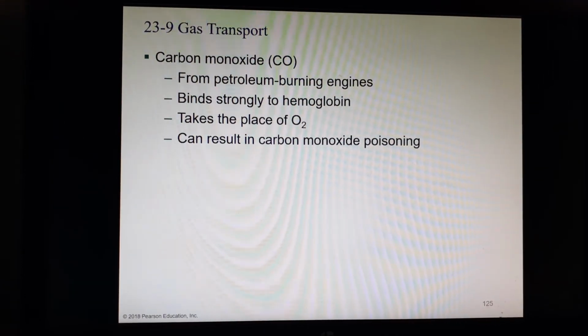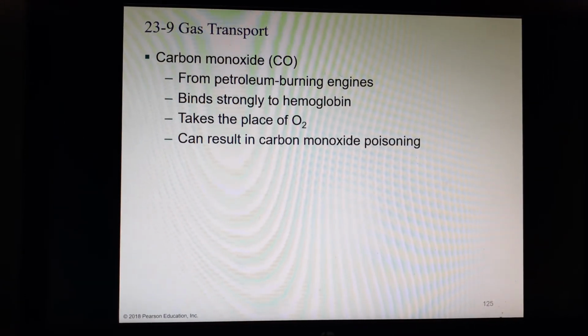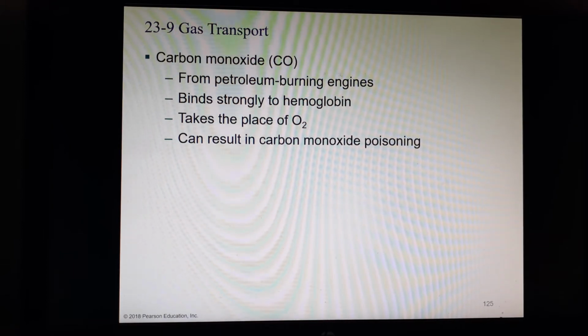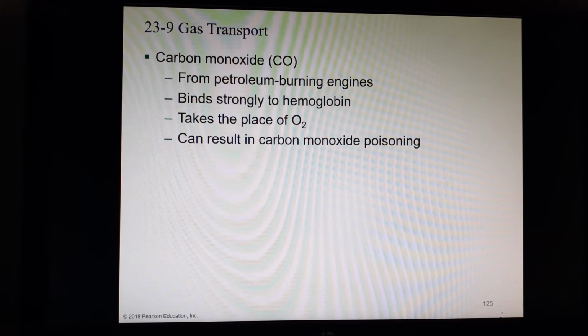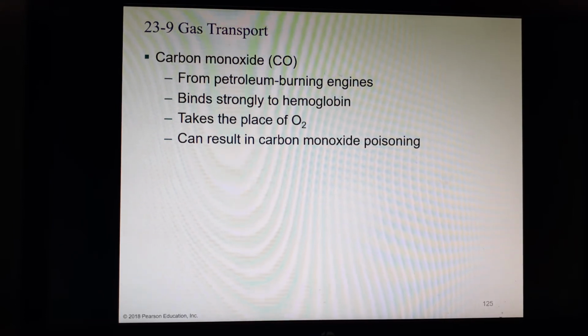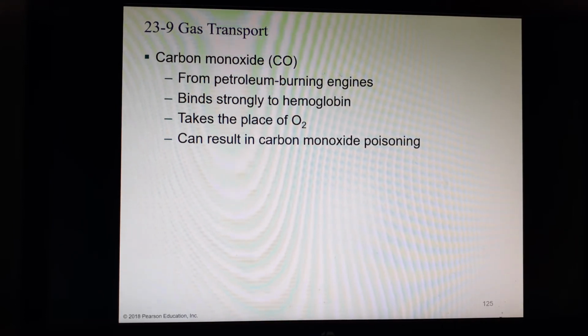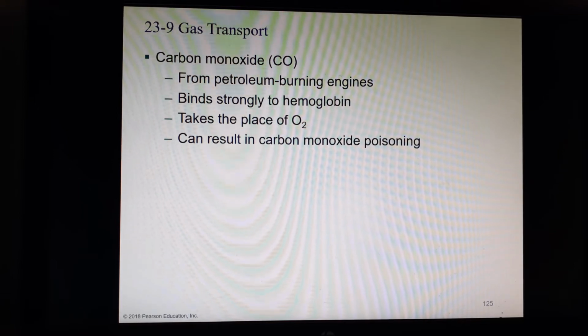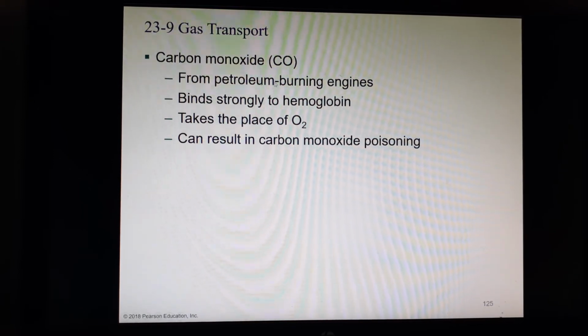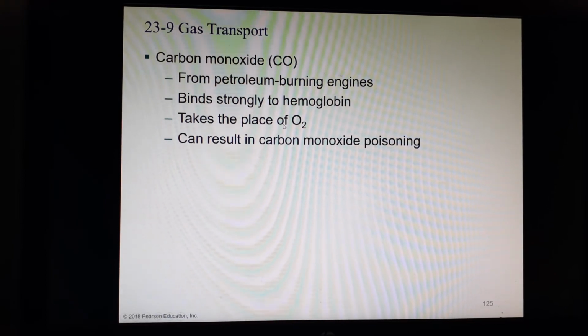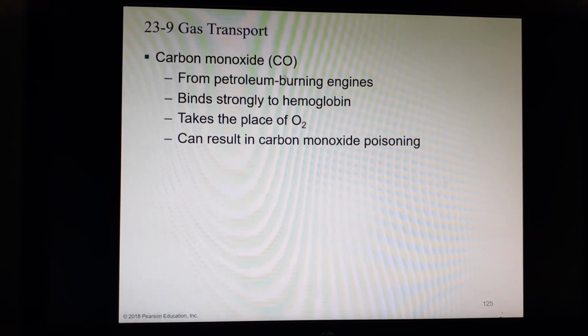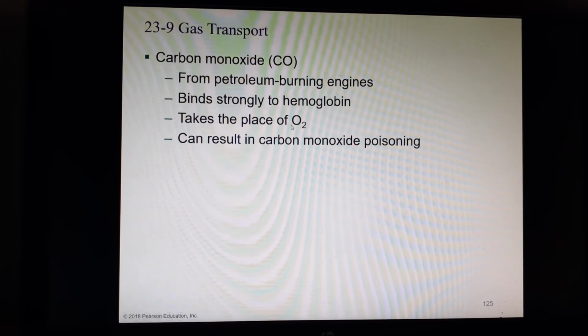All right, what about other compounds? What about carbon monoxide? Carbon monoxide, notice it's carbon with only one oxygen. Guess what? It binds more strongly to hemoglobin than oxygen does, and it does not like to be released. And so if you are in an environment where you're breathing in carbon monoxide, you will replace all your spots on your hemoglobins with this molecule, and there's no room for oxygen.